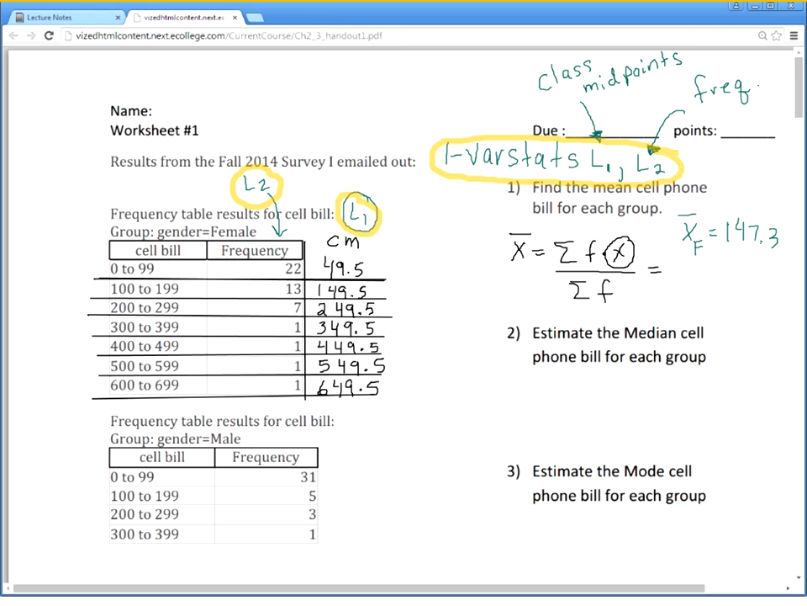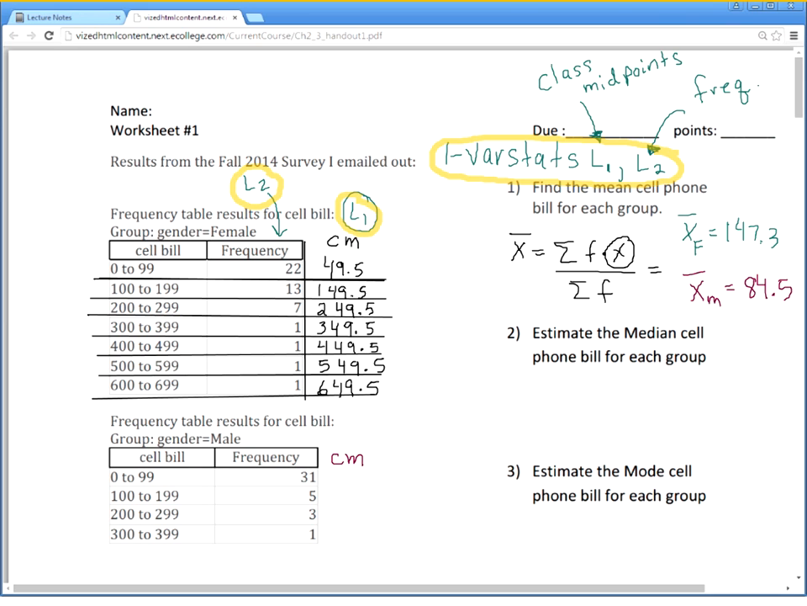So we have females, the mean for the females is 147.3, and you would do the same thing for the males. You're going to get class midpoints, and I'm just going to give this to you, but you could do that later and verify it. So for the mean for the males, I'll put it in a different color. For that one, you should get 84.5. Remember that you're going to need your class midpoints, and then you already have your frequency.